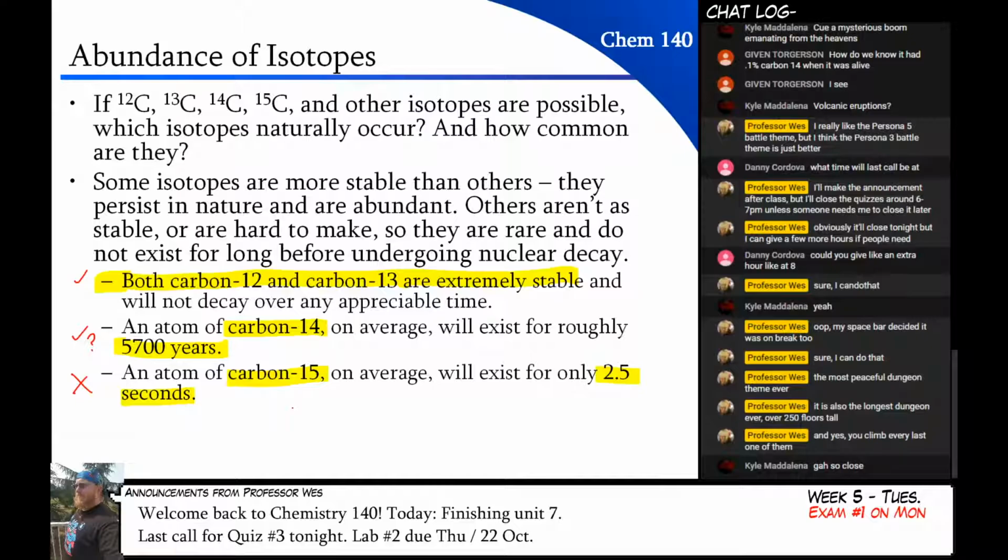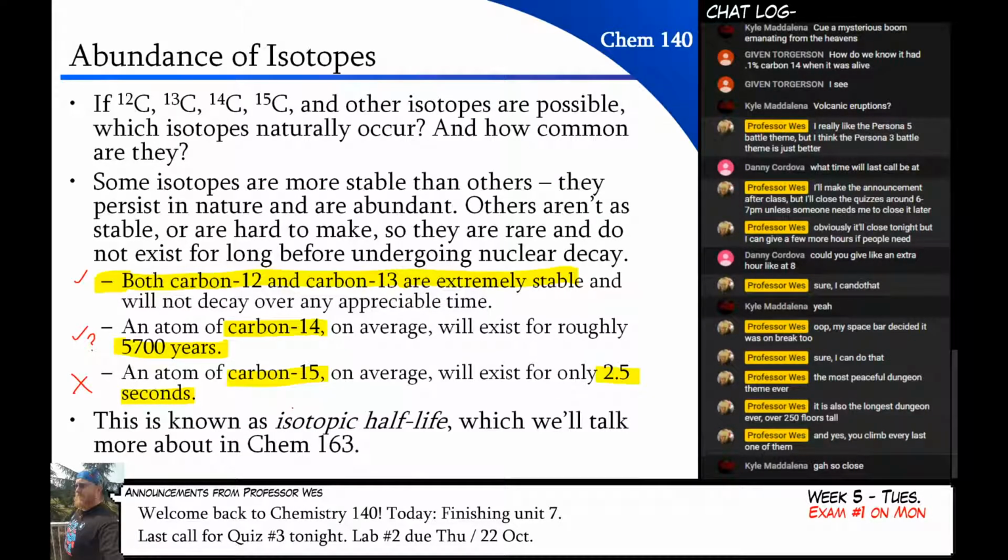Okay, so we've talked about digging up random samples of carbon in like a block of charcoal or whatever, and that we would have definitely carbon 12 and carbon 13 in there. We'd have a little carbon 14, but we wouldn't have carbon 15. We've already talked about half-life. We'll talk about it more in Chem 163 when we actually calculate it. Oh, there goes Maya. Okay.